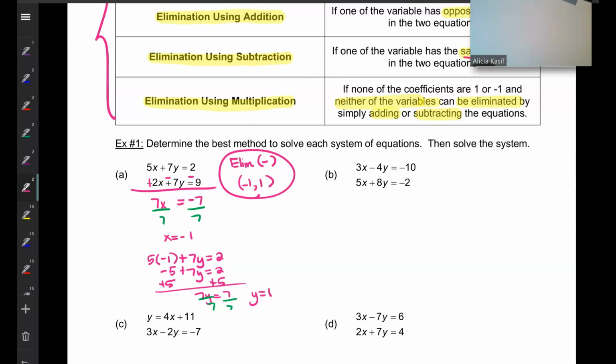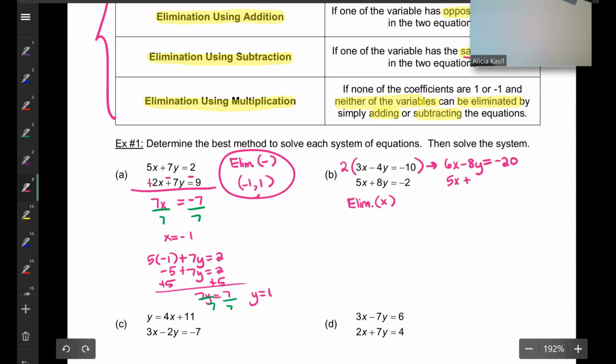Okay, for B, this one, I can't just add, I can't just subtract, and substitution isn't going to work. But if I multiply this by 2, that will make that a -8y, and underneath it a +8y. So this I'm going to use elimination by multiplication. So we get 6x minus 8y equals -20. Copy down the other equation. Combine. So I'm going to get 11x equals -22.